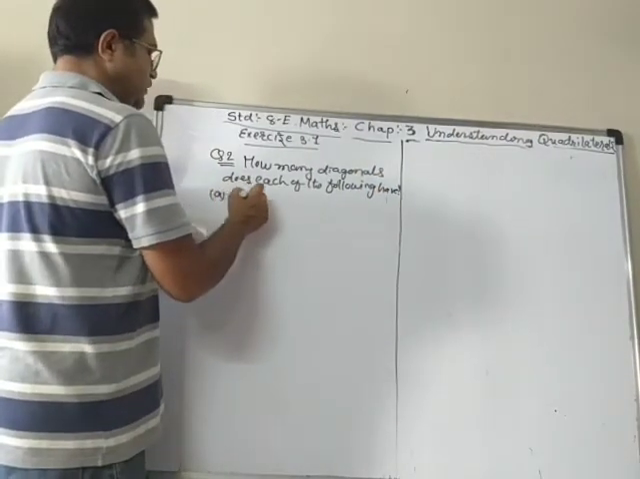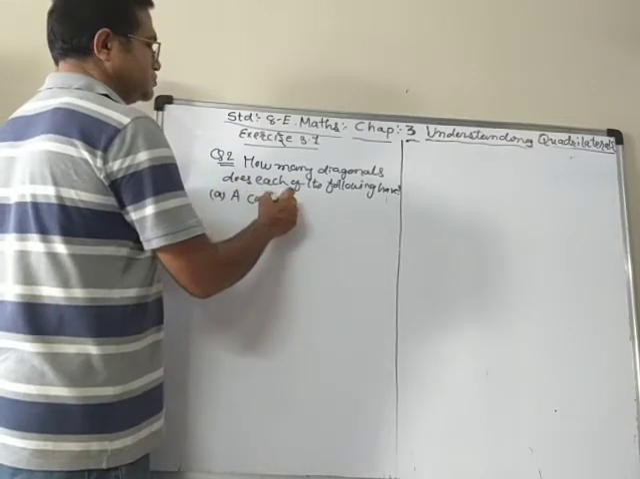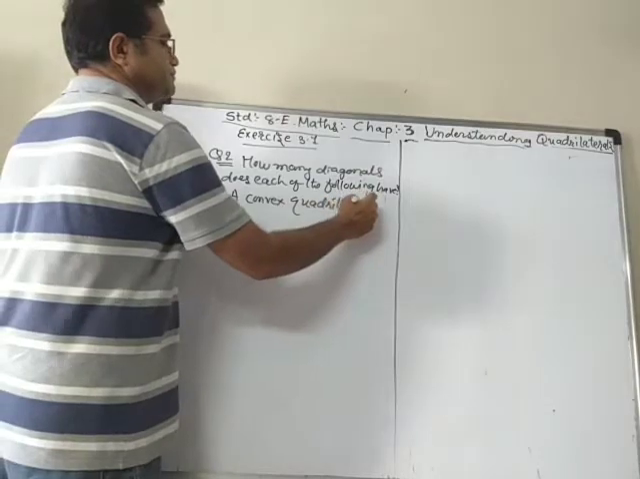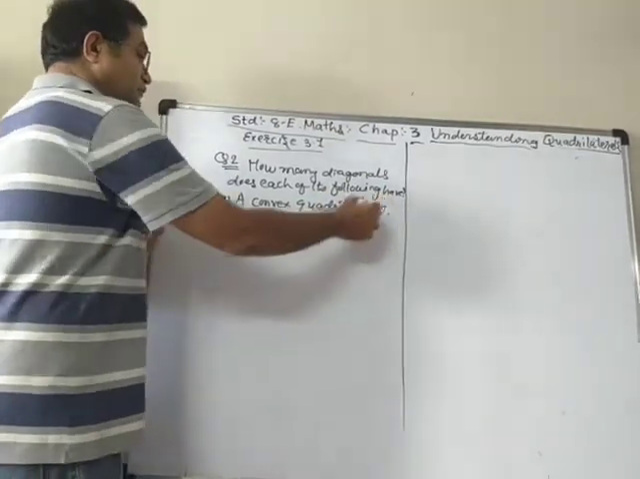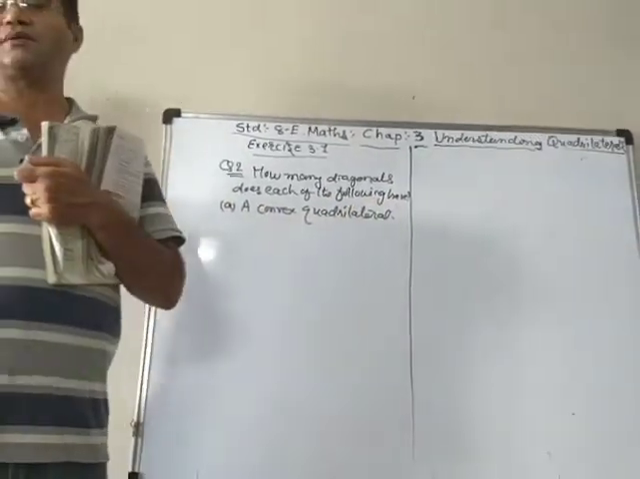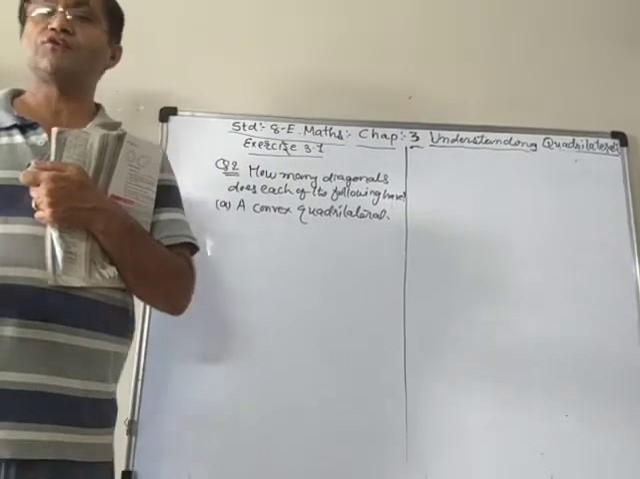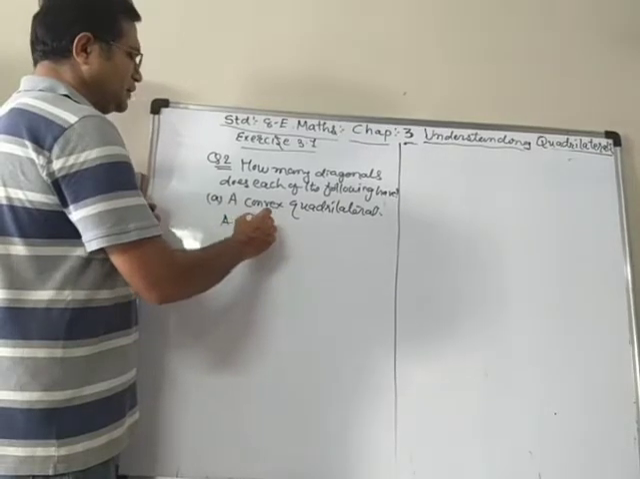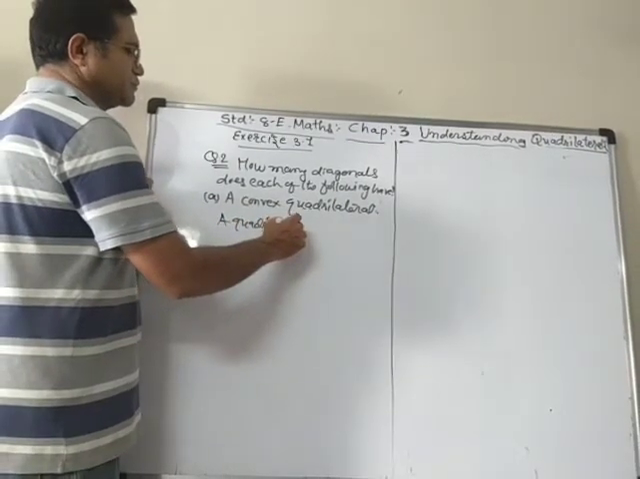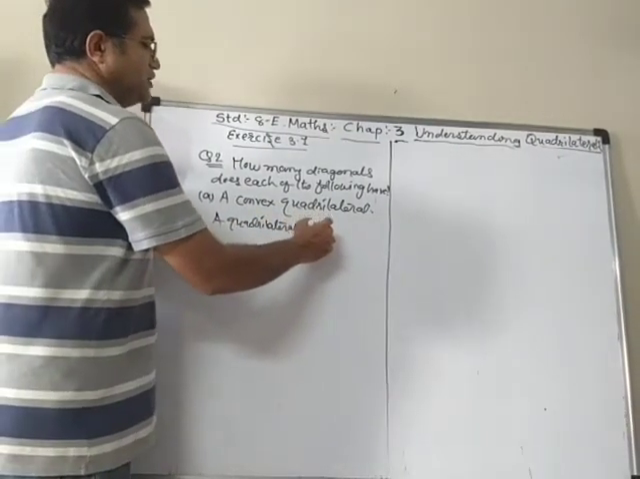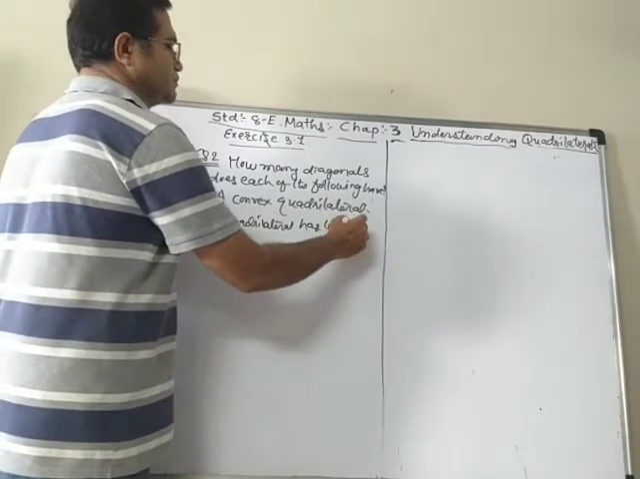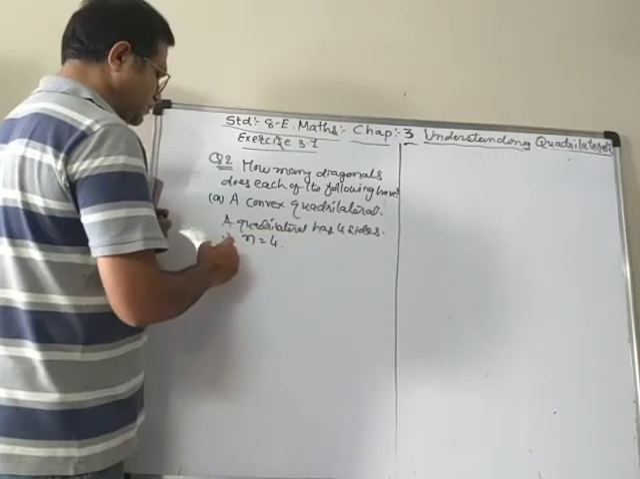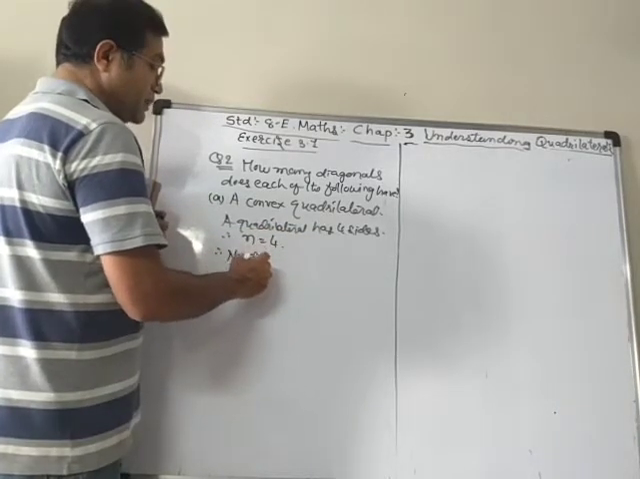First one is a convex quadrilateral. Now we know that a quadrilateral is a polygon with 4 sides. A quadrilateral has 4 sides. Therefore, n is equal to 4. Therefore, number of diagonals.